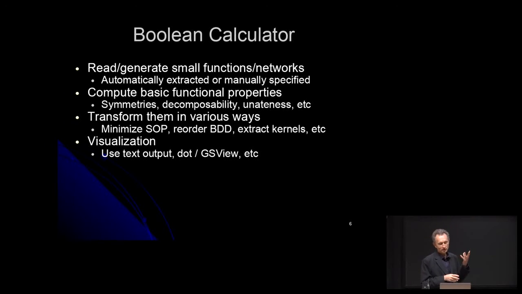It can do things like minimize SOP, reorder BDDs, extract kernels or divisors from an expression. It can visualize the result in BDD. You can output an SOP and also look at what the products are. And visualization is done using this dot file generated with a path to GSView. It's very easy to set up. Basically, as soon as you download ABC and compile it, you just install GS, which is called GV as a package in Linux, and then it will start working right away.